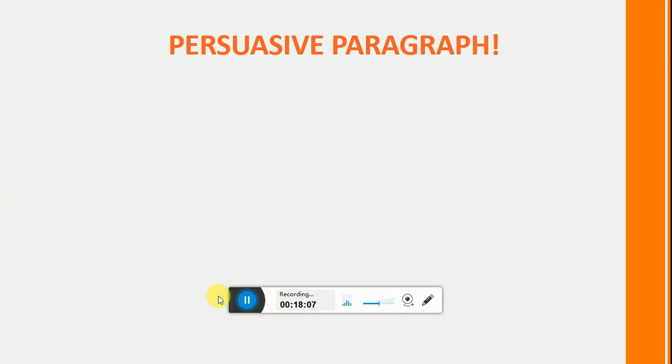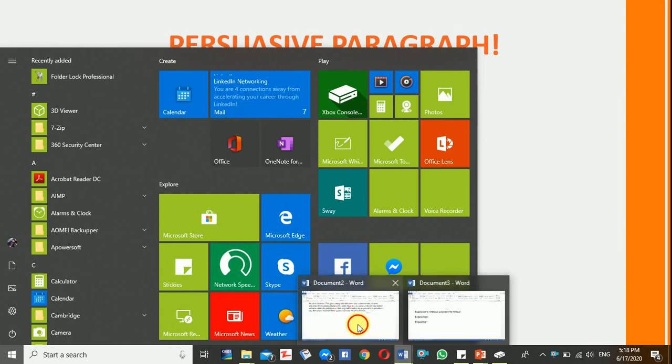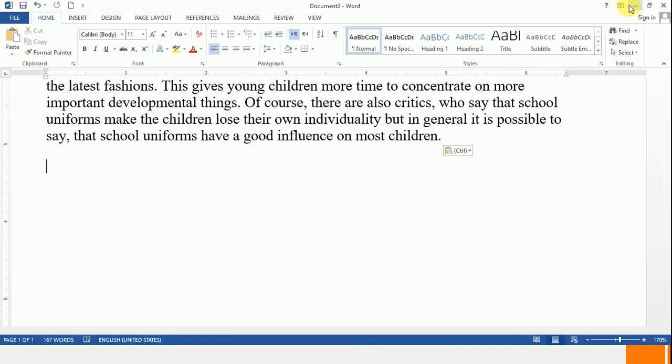Okay, dear students, now I hope you understood the expository paragraph. Now we are going to study another one, which is a persuasive paragraph. Let's study the persuasive paragraph and let me explain it through its name. So what is a persuasive paragraph and how do we define it?